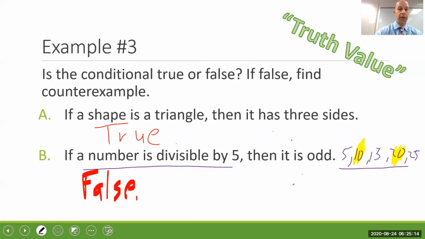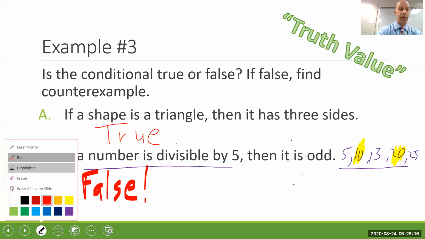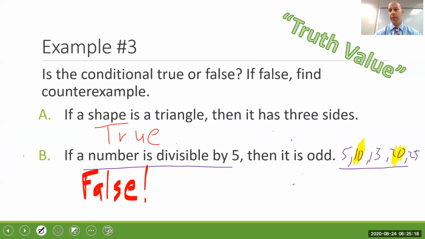So now we just need to provide a counterexample for why it's false. A counterexample, remember, is just an example that shows that a statement is not true. So the counterexample I would use here would be 10. 10 is a number that is divisible by 5, but not odd.